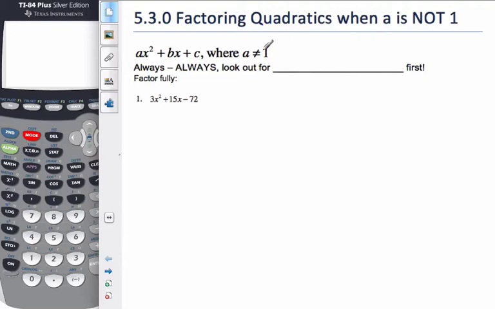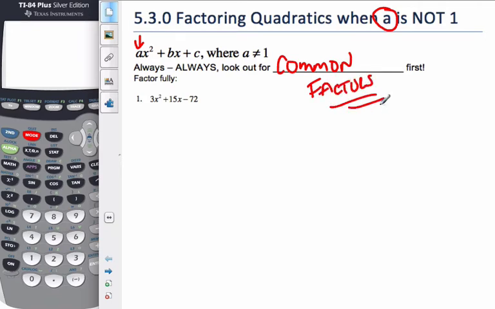Hi there, it's Mr. Rops, and we are factoring quadratics when a is not 1. And this is the a value, which is in front of our x squared, and it's not 1. Whenever that's not 1, the first thing we always look out for is common factors. Look for that first. It will simplify your life if you can get them.